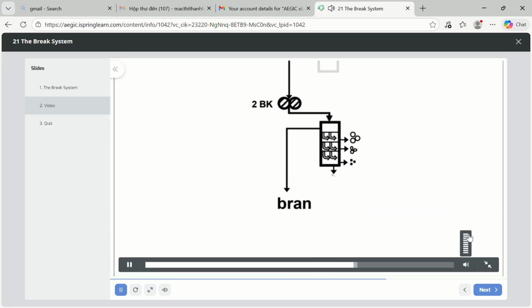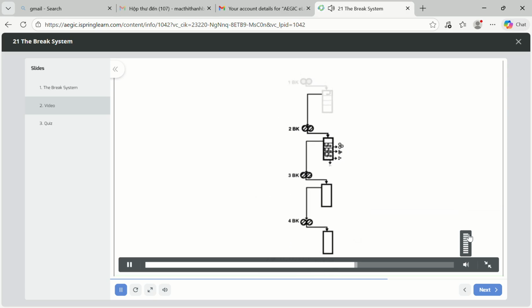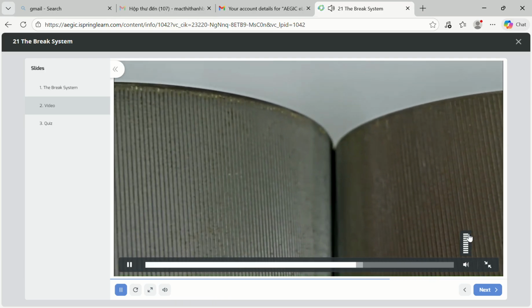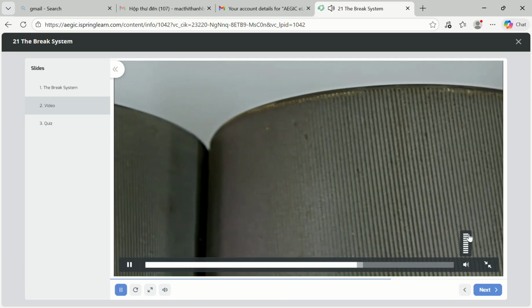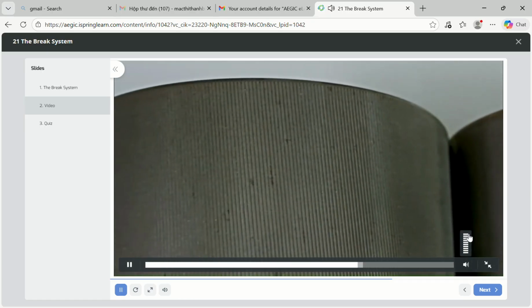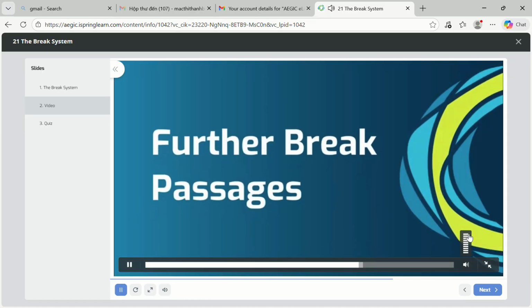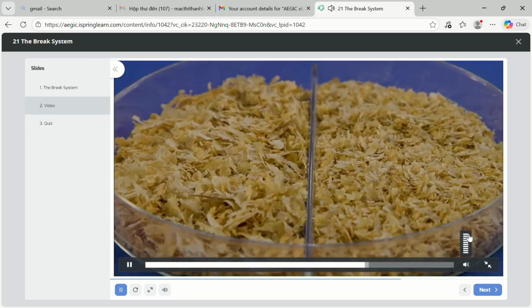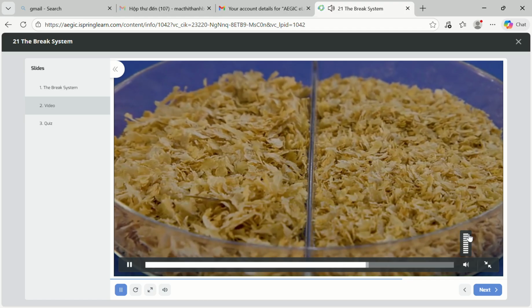Bran from the second brake sifter section is passed to further brake rolls with progressively finer fluting. Further brake passages. At this point, some systems will have passages with coarsely and finely fluted rolls to deal separately with coarse and fine bran. Separate treatment allows more precise processing on each roll.